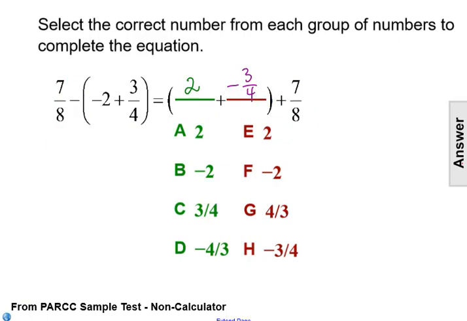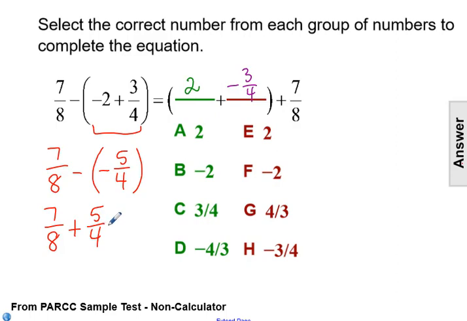If we are simplifying 7/8 minus the quantity -2 plus 3/4, we first have to simplify the -2 plus 3/4. So that would give us 7/8. Now minus -2 plus 3/4 is -5/4. So now negative times a negative is a plus, so 7/8 plus 5/4. If you multiply this by 2/2, it's 7/8 plus 10/8. So we're going to get the left side of the equal sign as 17/8.